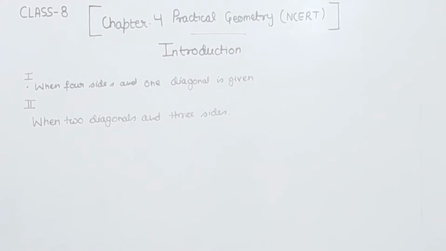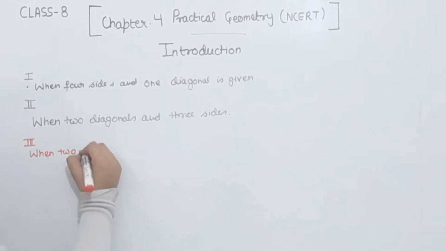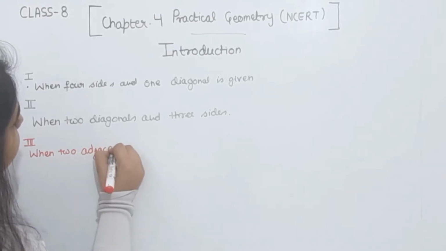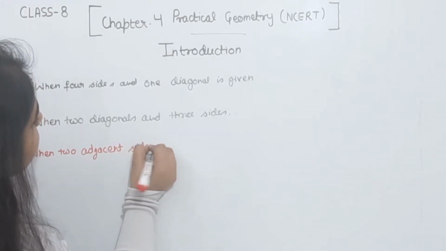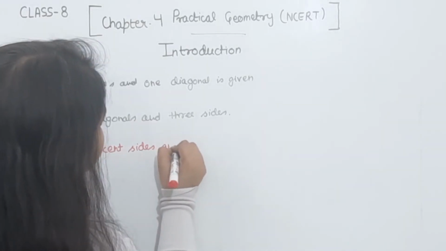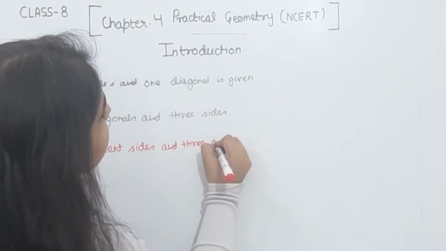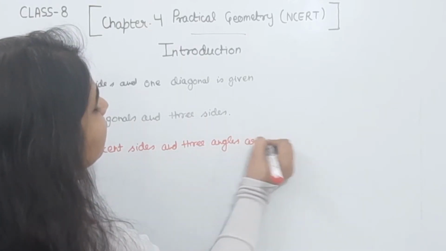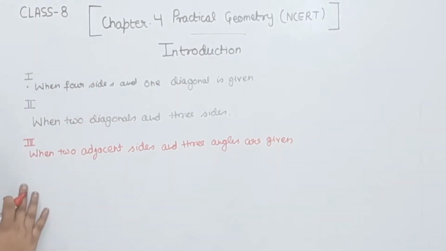Now comes the case 3 which we can have. In the case 3, we'll have the three sides and the two included angles. So, I'm going to write here. The third case we can have is when two adjacent sides and three angles are given. This is the case 3 we can have.